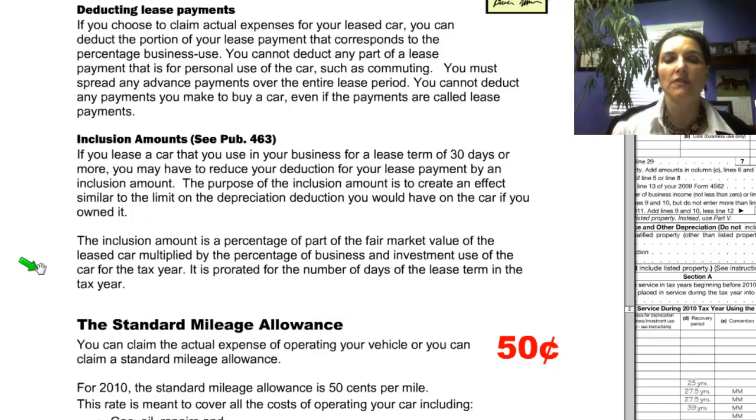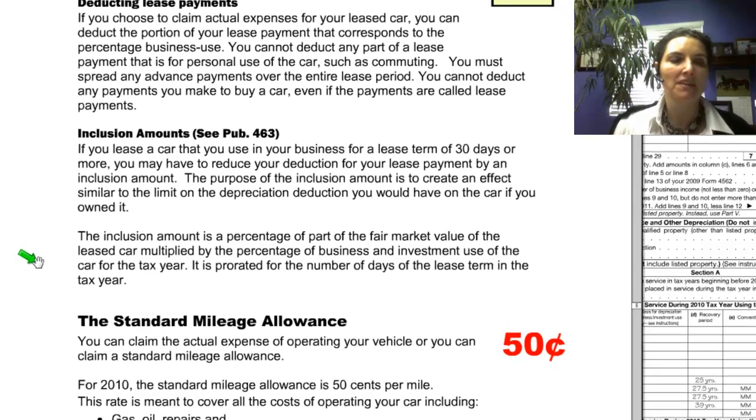It is prorated for the number of days of the lease term in the tax year. Well, the inclusion amount sounds like it would be a pretty serious limit that you have to figure, and it is a real limit that you do need to figure, but when you're all done with it, you'll see that the inclusion amount has a tiny fraction of the effect that the limit on automobiles does. So although it's intended to do the same thing that the limits on automobiles does, it really doesn't do much of a job of it.